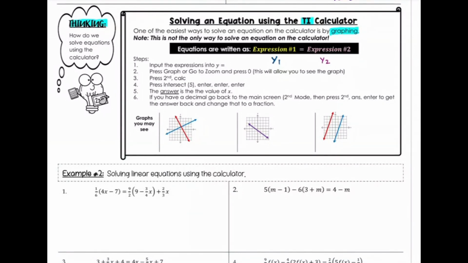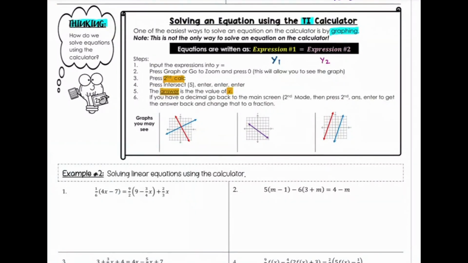Then we will be pressing graph, or go to zoom and press 0. This will allow us to see the graph. We are next going to press second calc. This will let us calculate the intersection point. And we press intersect, number 5, enter, enter, enter. We will do all of this together so you can see all these steps in action. The answer is the value of x.